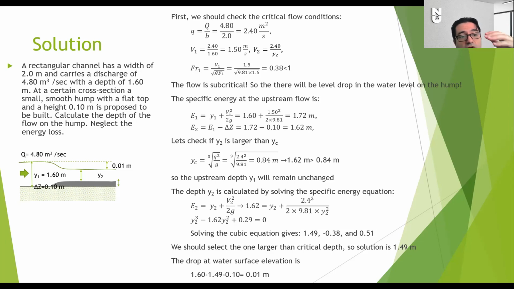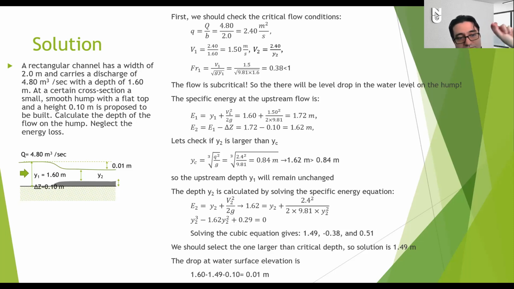Okay, for condition 2, after calculating the critical depth, you should compare it with the specific energy for point 2, and if the specific energy of point 2 is larger or smaller than the critical depth you calculated, you will decide that the flow is subcritical or supercritical. Okay, so everything is that simple. You are going to identify the flow conditions, if it is supercritical or subcritical in upstream and downstream, then you are going to make the calculations.